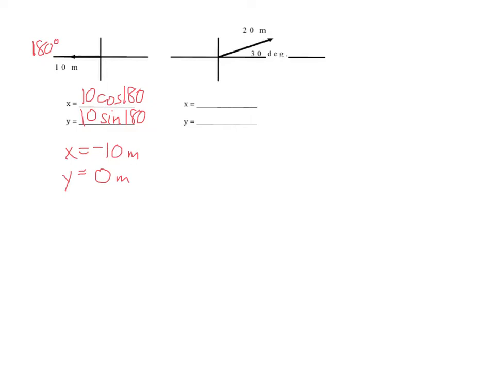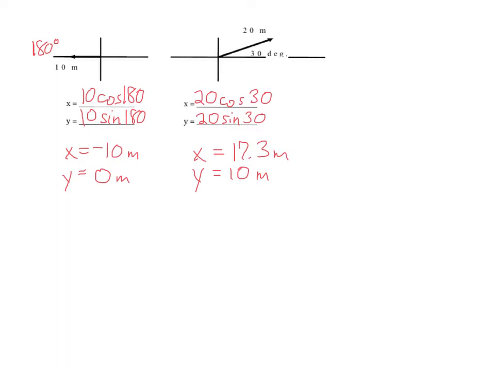Now let's do the second example. We have a vector with a magnitude of 20 meters at 30 degrees above the horizontal. We will resolve the horizontal component by taking 20 meters times the cosine of 30 degrees, which gives us 17.3 meters as the horizontal component. For the y component, we'll take 20 meters times the sine of 30 degrees, which equals 10 meters. This is how to resolve the x and y components of a single vector.